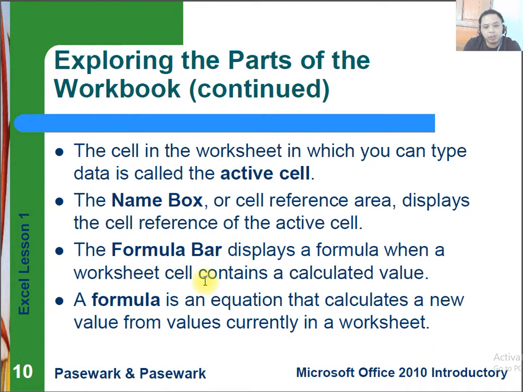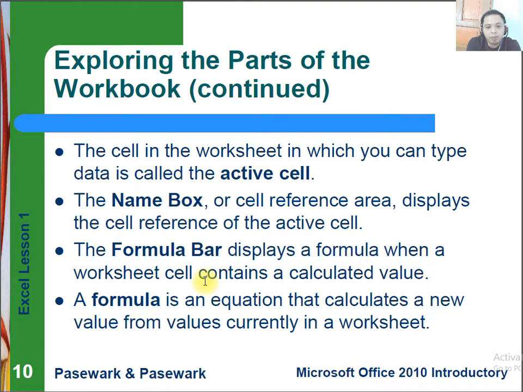Okay, the cell in the worksheet in which you can type data is called the active cell. Yan yung tinutukoy ko kanina, sinasabi ko sa inyo. Okay, nakaselect yung isang cell, and then pwede kang mag-type ng data. Ang tawag doon is active cell.